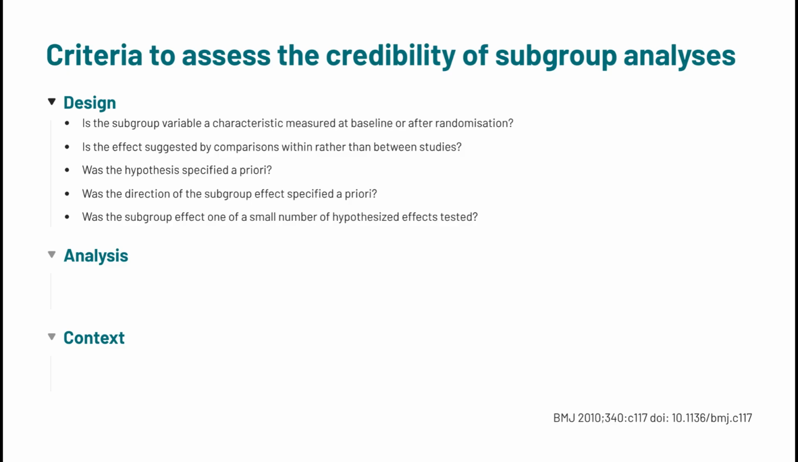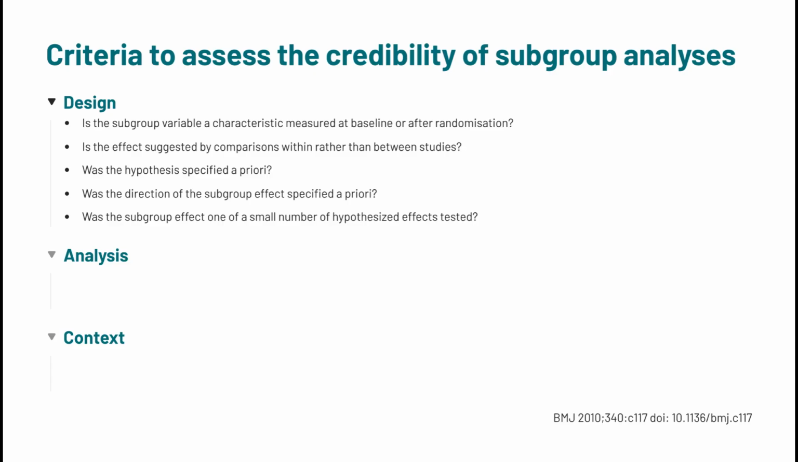The second question applies most to systematic reviews. Is the effect suggested by comparisons within rather than between studies? We trust within-trial contrasts because participants were randomized and assessed under a single protocol. In contrast, cross-trial comparisons can mix apples and oranges, meaning there could be differences in eligibility, co-interventions, follow-up, and outcome definitions. The third item is whether the hypothesis was specified a priori.